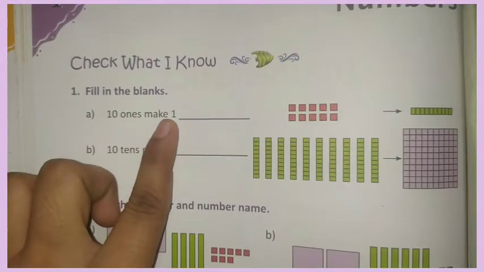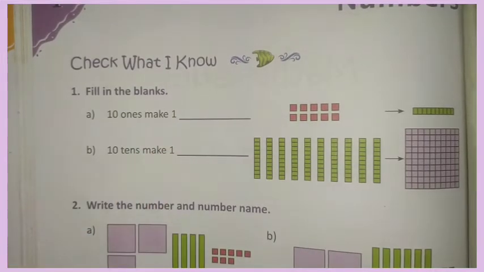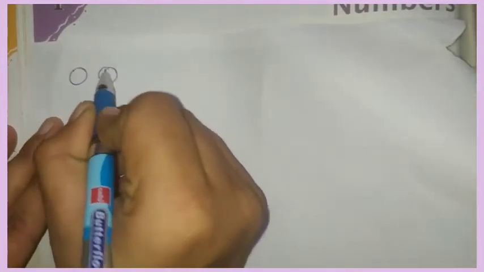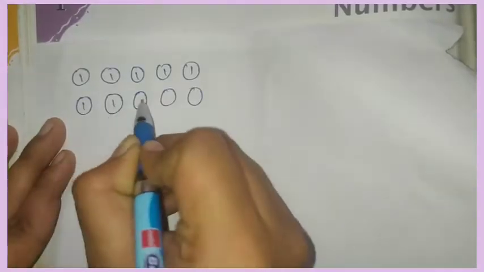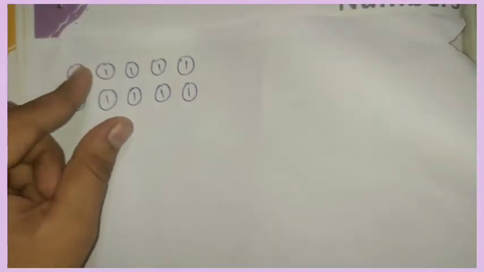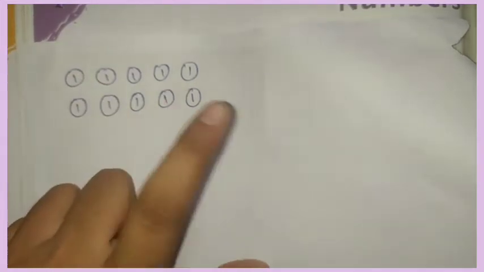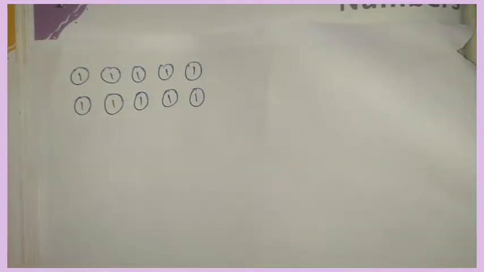10 ones make 1 dash. For example, I have 10 one rupee coins. 1, 2, 3, up to 10, these are one rupee coins. If I give these 10 one rupee coins to a shopkeeper and ask for one note, which note will he give?